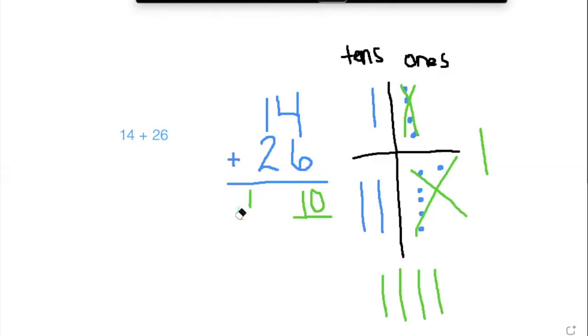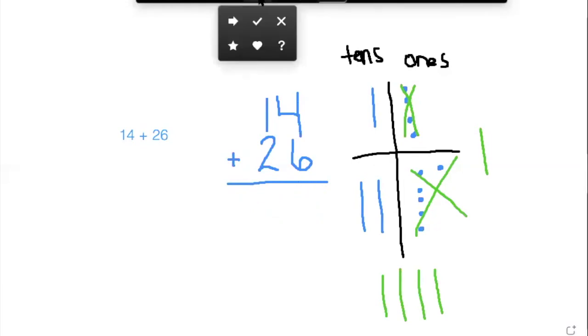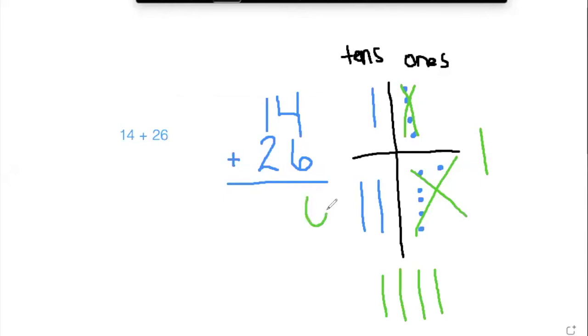So what we have to do is, we're going to do what's called regrouping. I know that 4 plus 6 is 10. I can keep that 0 in the 1 spot here, but the 1 that would go in front of the 10, I'm going to put it up here and add it to this group. So I have 1 plus 2, which equals 3. Then I need to add this 1 extra. 1 plus 2 is 3, plus 1 more is 4.